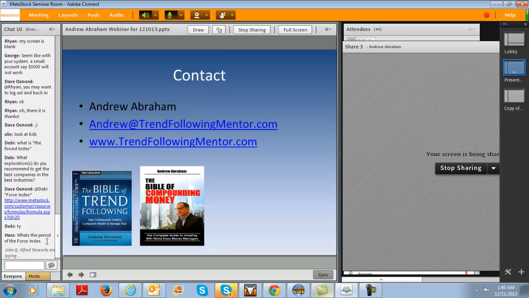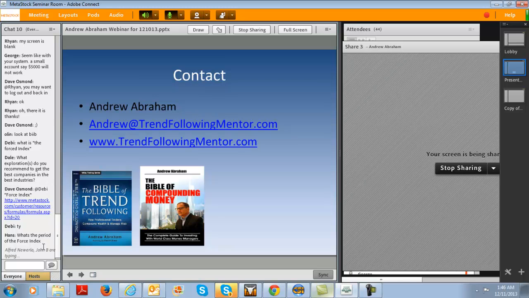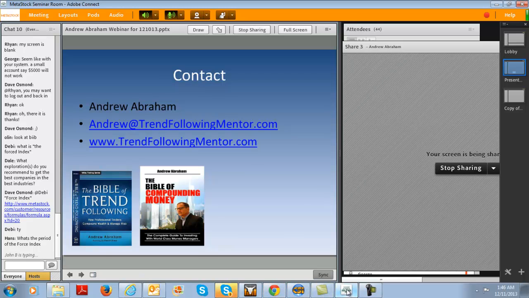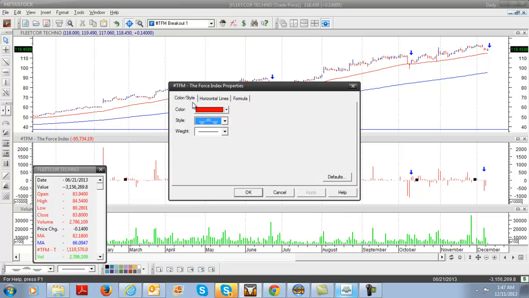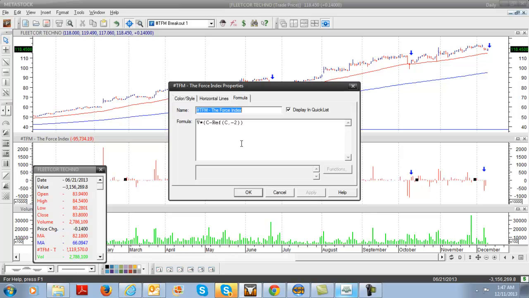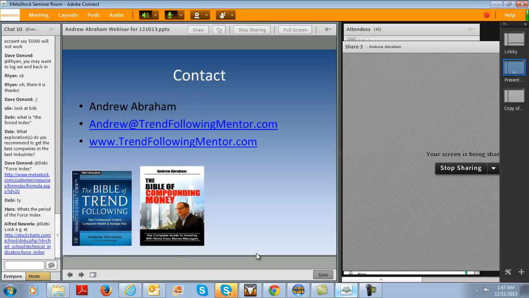So, if I can open it up to some questions. The period for the force index. First thing, there is no magic number with any of this. I suggest you test it and use what you feel comfortable with. But again, they're standard. Let's see what the force index is here, and you just go like this. That's the formula. I didn't really make any adaptations to it. I don't think it's necessary. There's no magic numbers.